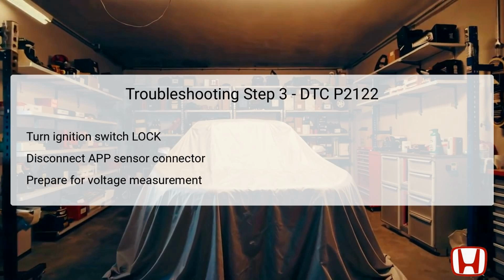In troubleshooting step 3, turn the ignition switch to the lock position to ensure a safe environment when working with electrical components. Next, disconnect the APP sensor's 6-pin connector to facilitate accurate voltage measurements. This disconnection isolates the sensor from the circuit, allowing the technician to obtain correct diagnostic readings without interference. After disconnecting, the technician will prepare to measure voltage across specific terminals of the APP sensor connector, pivotal for evaluating the sensor's operational capabilities. This methodical approach reduces the risk of misdiagnosis and allows for a more focused evaluation of the electrical functions associated with the sensor.